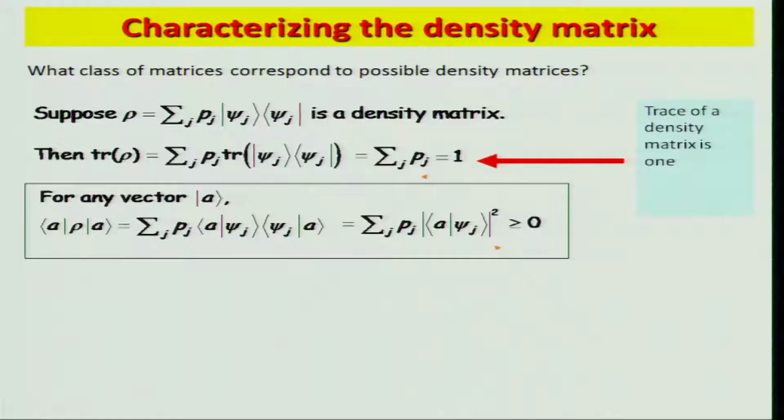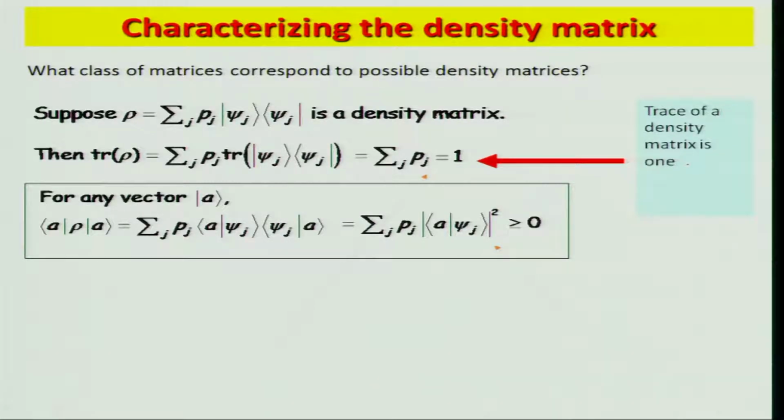So, what class of matrices correspond to possible density matrices? Suppose we have rho equal to the sum of probability times the outer product of psi j and psi j as a density matrix, then the trace of the density matrix should be equal to 1.